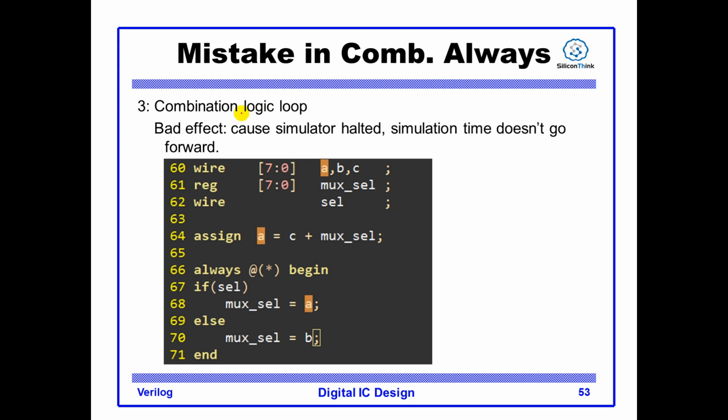Okay, the third problem is combinational logic loop. Read the code below for several seconds or one minute. Take care of the signal A. If you have understood the function of this code, can you draw the circuit diagram of this code?